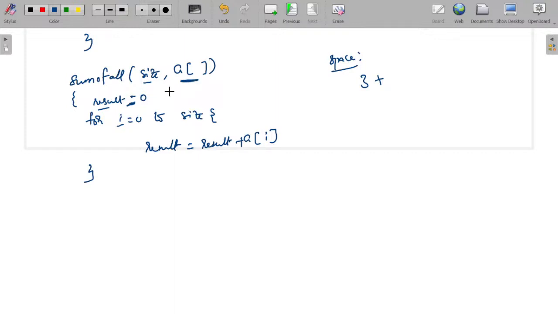For example, if I give 10 numbers, I have to allocate memory for 10 different numbers in the array, and if I give 20 numbers, I have to allocate memory for 20 numbers. Now it depends on the size of the array, and that we can represent as n. So the space required to execute this particular algorithm is n plus 3, or 3 plus n. This is how we compute the space complexity for any given algorithm.